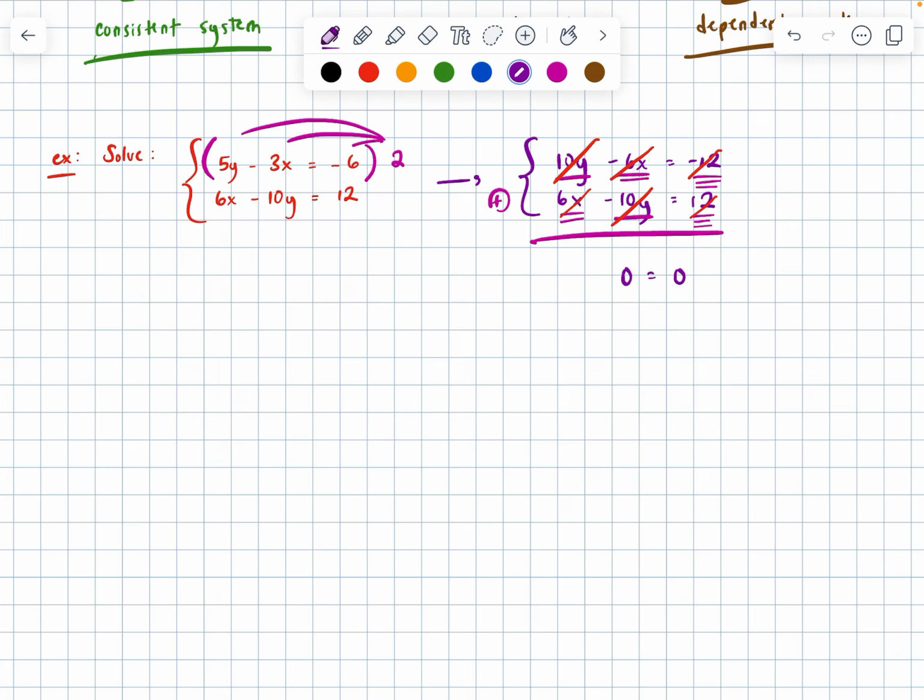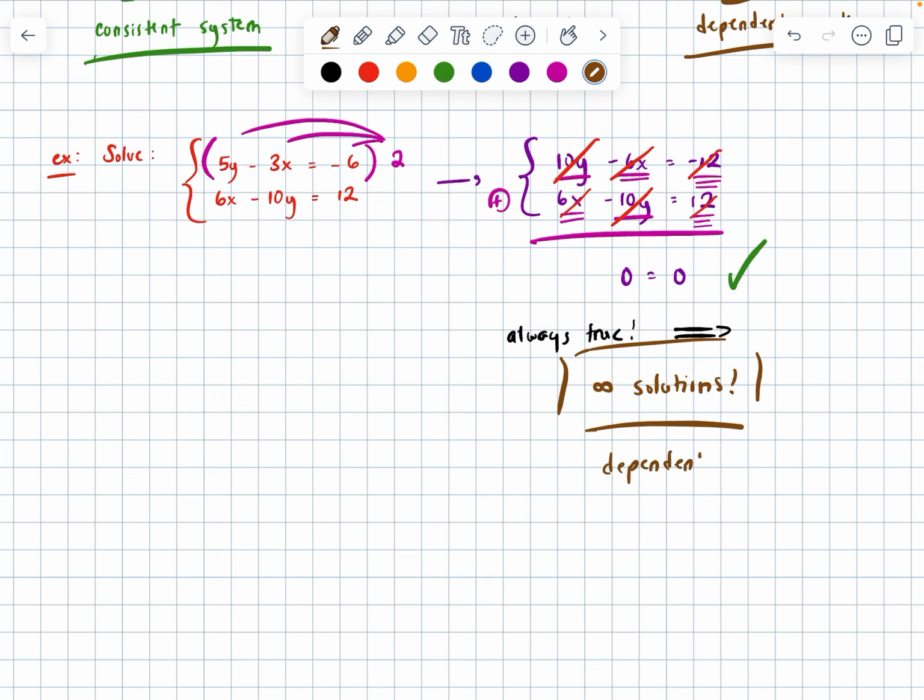What does that tell me about my solution set? Well, this is always true. If I end up with a statement that is always true, as we've seen time and again, what does that tell me about my solution set? 5, 4, 3, 2, 1. Well, if it's always true, that means any point on these lines would work. There are infinitely many solutions. So this guy is an example of a dependent system. These lines are, in fact, the same line, as you can see from above.